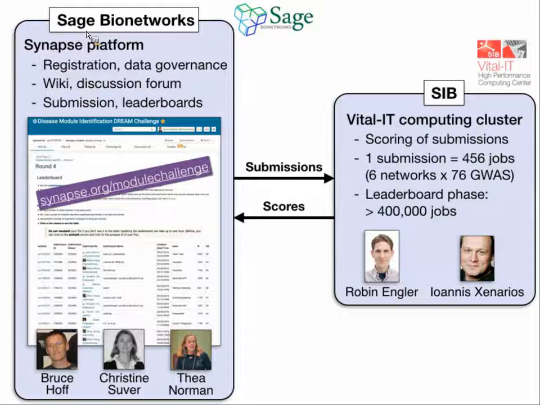How this was done logistically: as I mentioned, from Sage BioNetworks, we have the Synapse platform, which is a collaborative platform that is now used to run these challenges, where teams can register and access the data. There's a wiki, a discussion forum, and then they can make submissions and see their score on a real-time leaderboard.